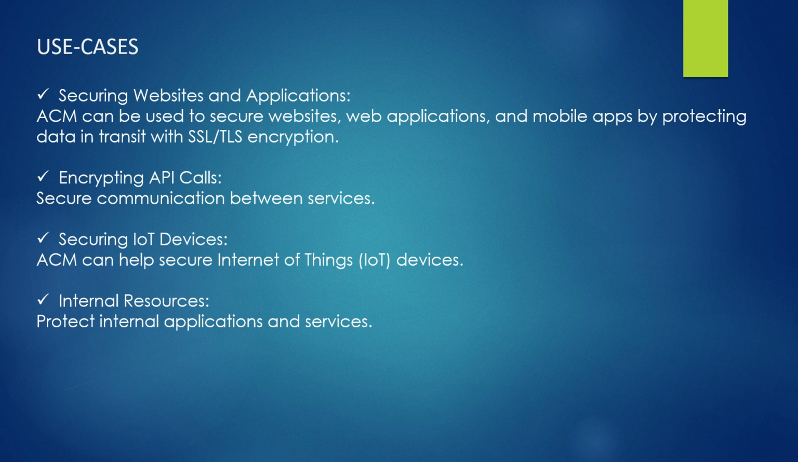Now let's talk about the use cases where we can use ACM. The first and very common use case is to secure websites and applications. ACM can be used to secure websites, web applications and mobile apps by protecting data in transit with SSL/TLS encryption. We can choose either SSL or TLS. We can also encrypt API calls and secure communication between services. We can secure IoT devices, that is Internet of Things devices, and internal resources. So we can protect internal applications and services using ACM.